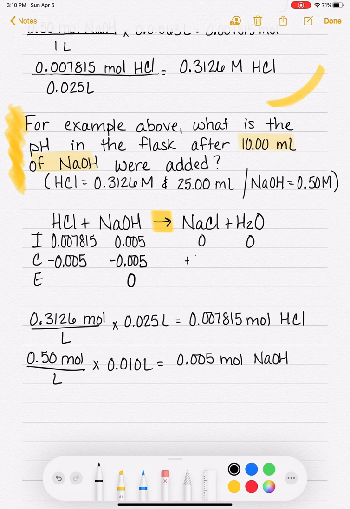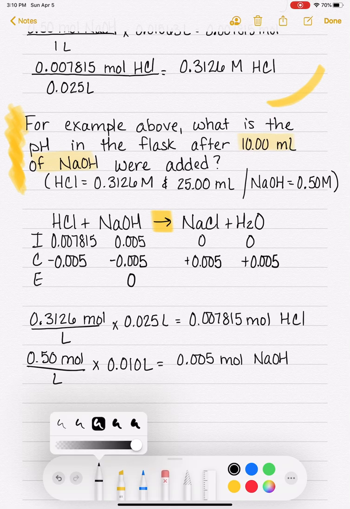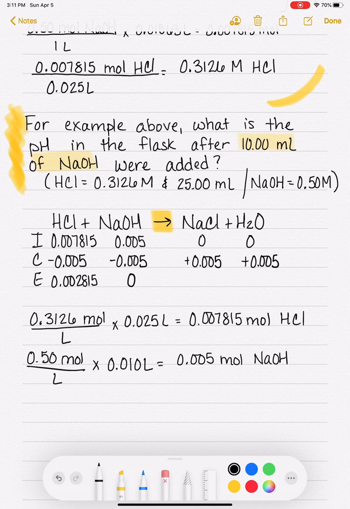That limiting reactant is dictating how much of the HCl is actually reacting and how much product we're making at that time. So to figure out what we have for HCl at the end, it's going to be 0.007815 minus the 0.005. So at this particular time in the titration, we are ending with 0.002815 moles of HCl. Remember, this is in moles. And we have 0.005 moles of NaCl and 0.005 moles of H2O.